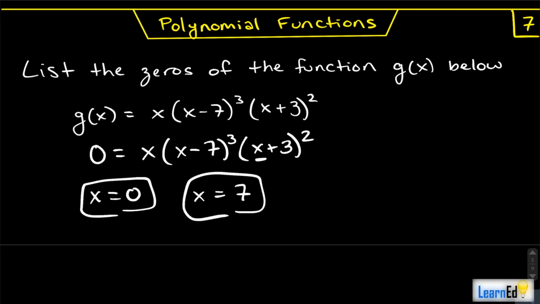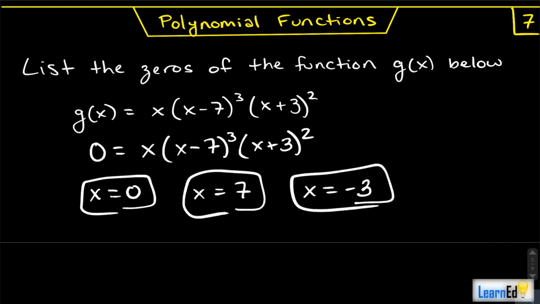What about x equal to negative 3? Well, you get a negative 3 plus 3, and you end up with a 0, right? So, x equals negative 3. Okay? So, that is the answer to problem 7.